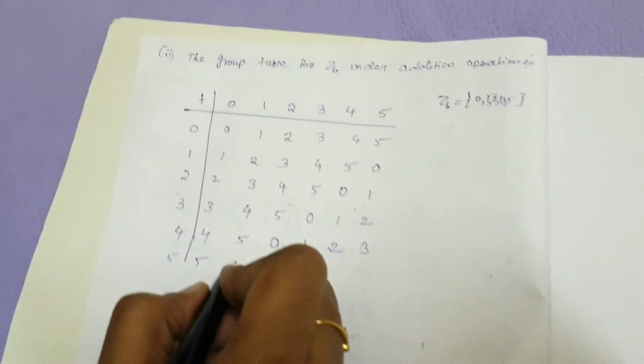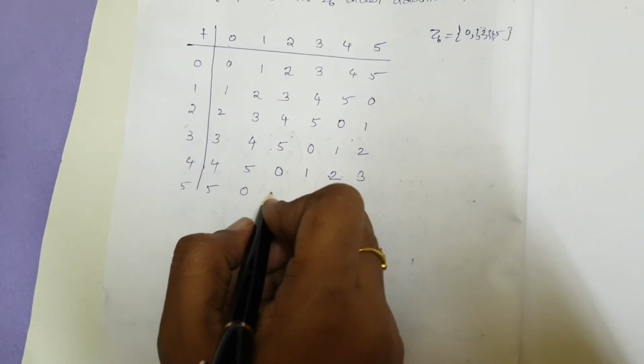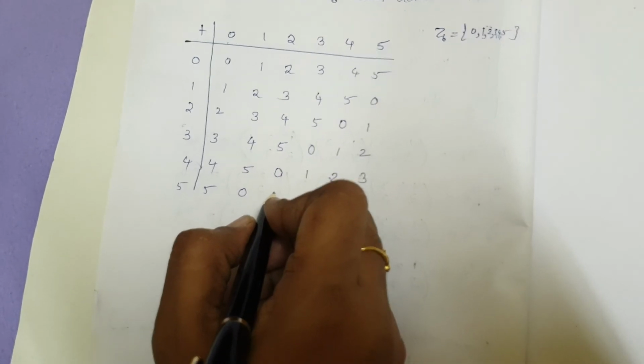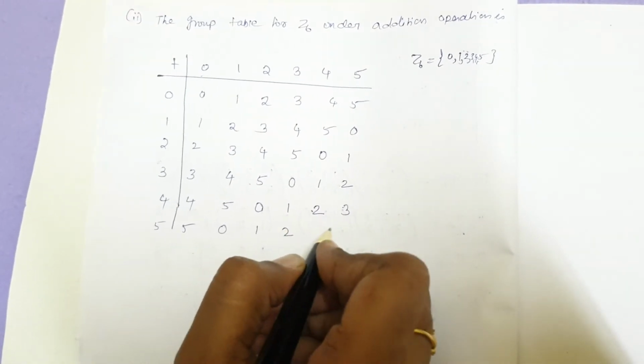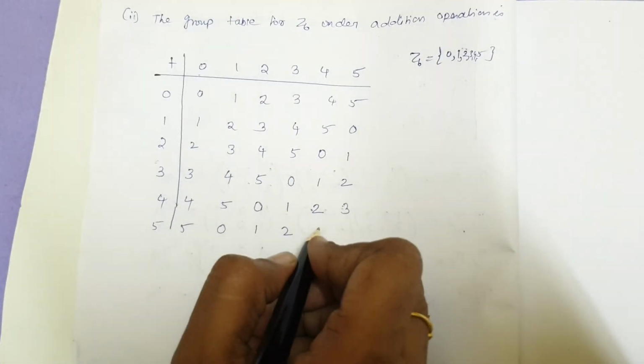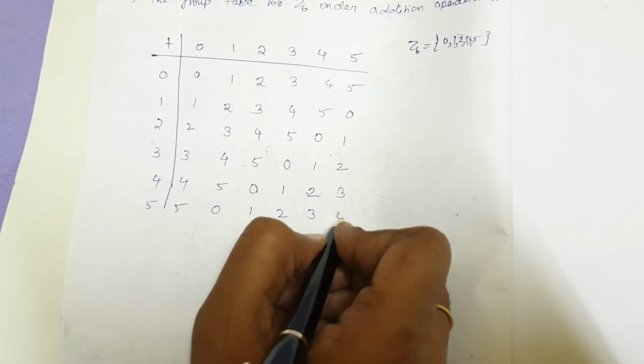Here 5 plus 1 is 6, which is equal to 0 in Z6. 5 plus 2 is 7, 7 minus 6 is 1. 5 plus 3 is 8, 8 minus 6 is 2. 5 plus 4 is 9, 9 minus 6 is 3. 5 plus 5 is 10, 10 minus 6 is 4.